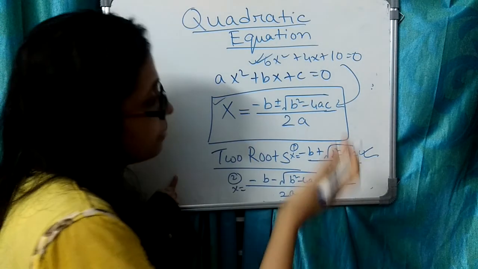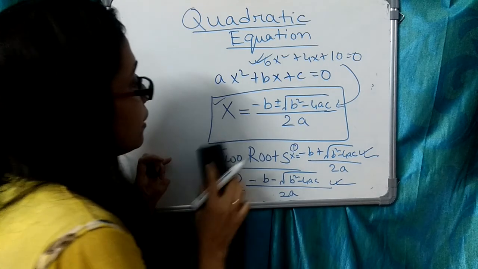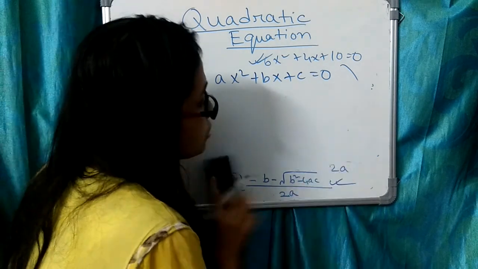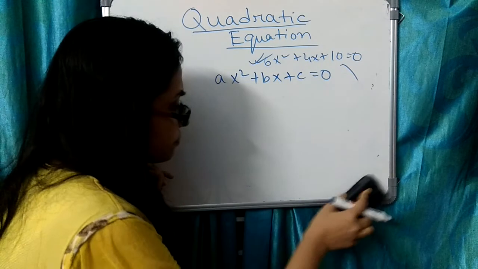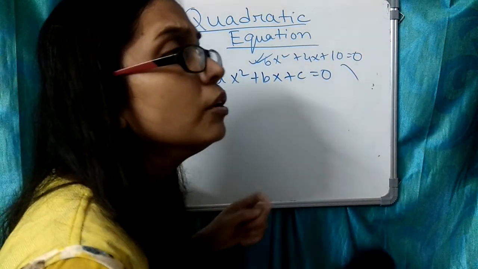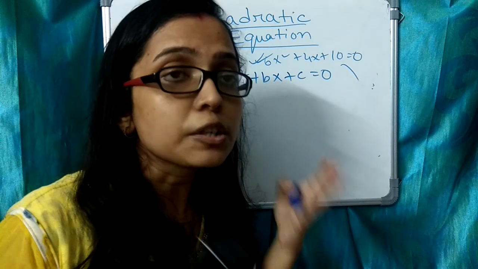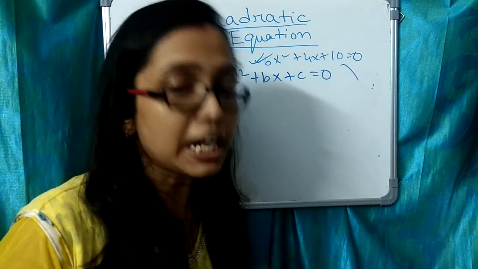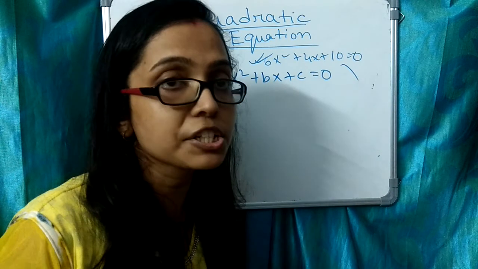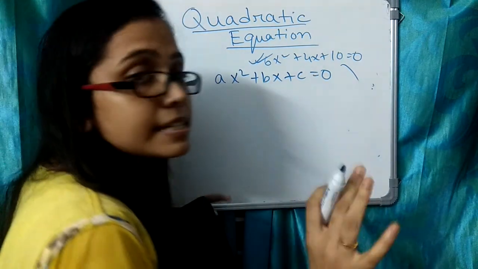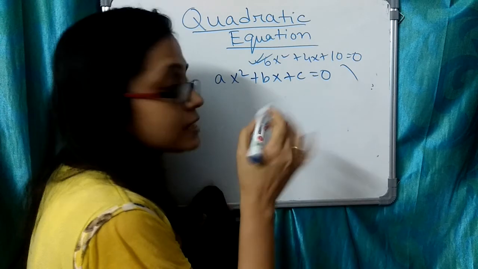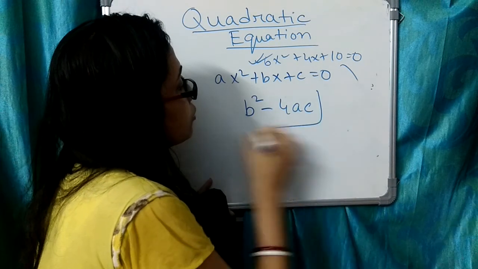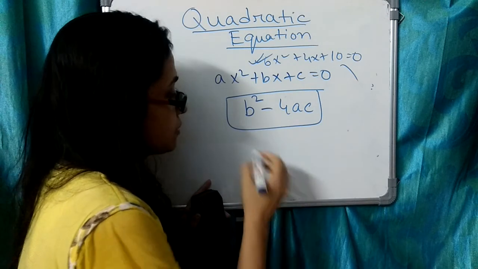The next part will be the nature. Now we will come to the nature of the roots of the equation. Nature means how the roots of the equation are defined, whether they will be real, unequal, rational, not rational, imaginary, whatever it is. It depends purely on this term, b² - 4ac.